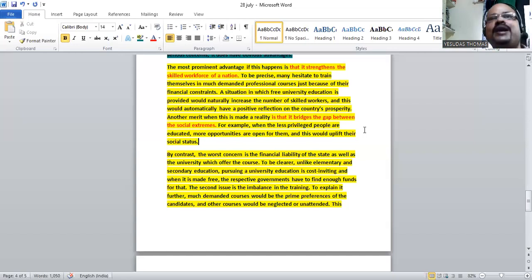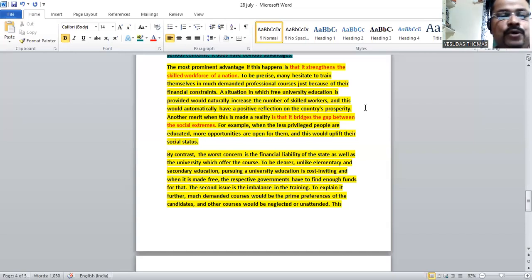When I discussed this matter with some of my students yesterday, they told me that when university education is made free, it gives opportunity for all to educate, and all will be given the chance to educate. So I just asked them, what is the end result? We are focusing on the end result. So advantage in the sense, the end results. The end result is the country's prosperity. The end result is the upliftment of the social status of the underprivileged. And these two are the highlights there in the first paragraph.